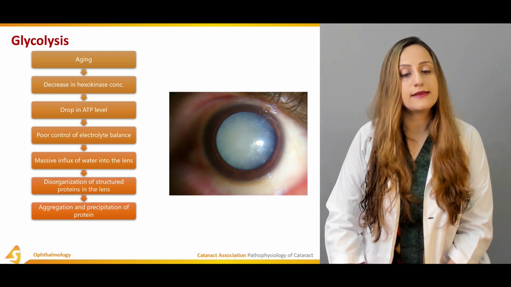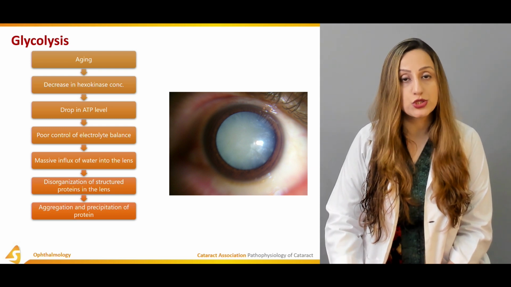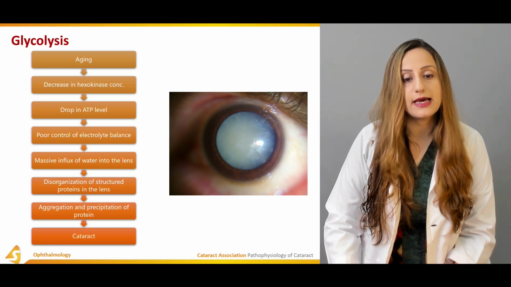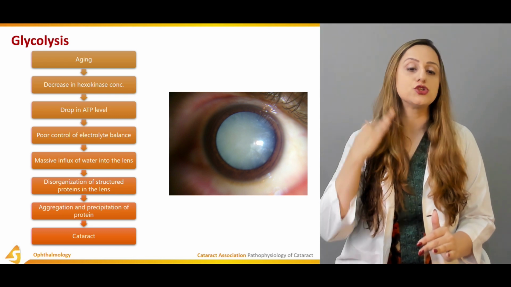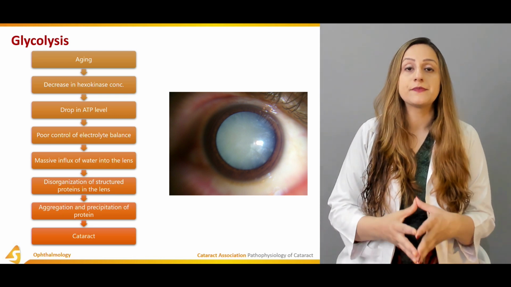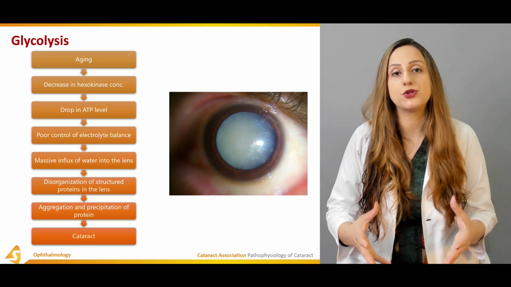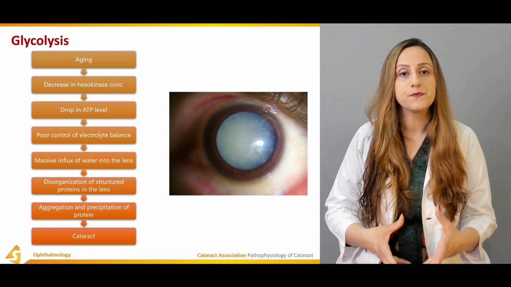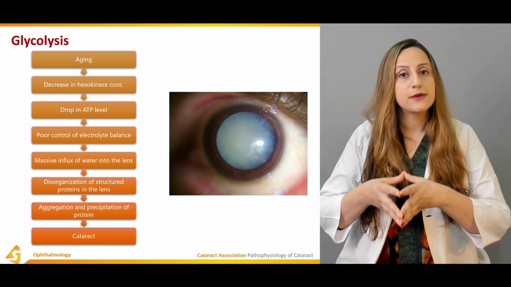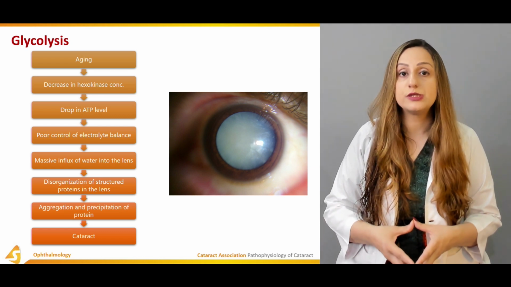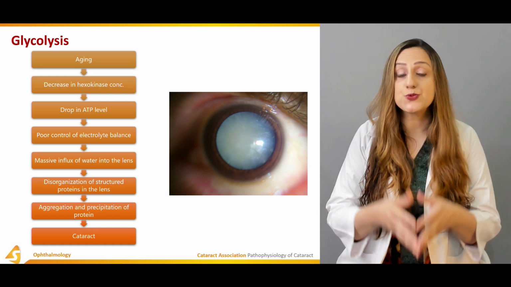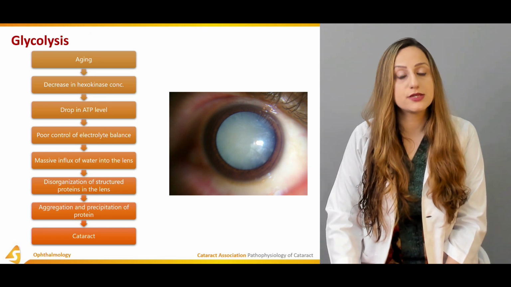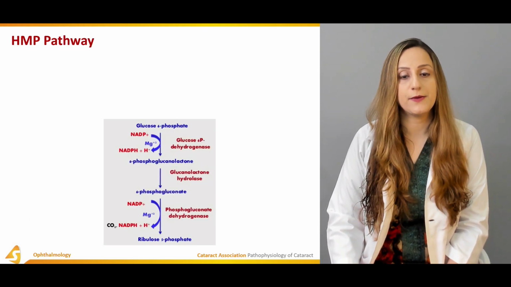The aggregation and precipitation of the proteins follows this disorganization of the structured proteins in the lens. That precipitation of the proteins, which in layman's terminology is the clumping of the proteins inside the lens, is going to give way to the cataract formation. So this was the whole pathological basis behind glycolysis and cataract formation.